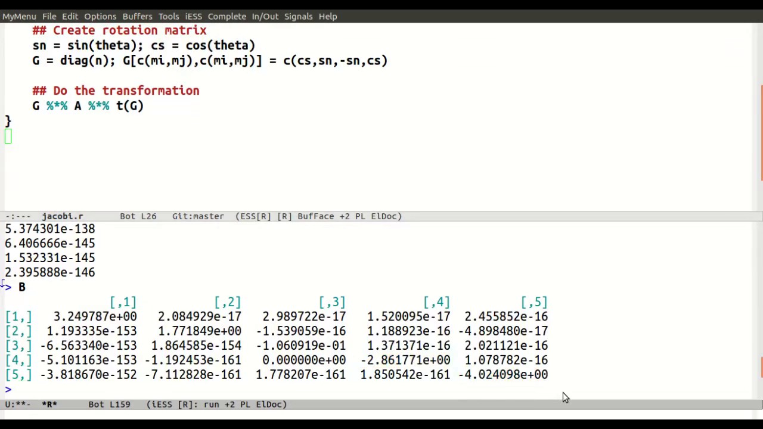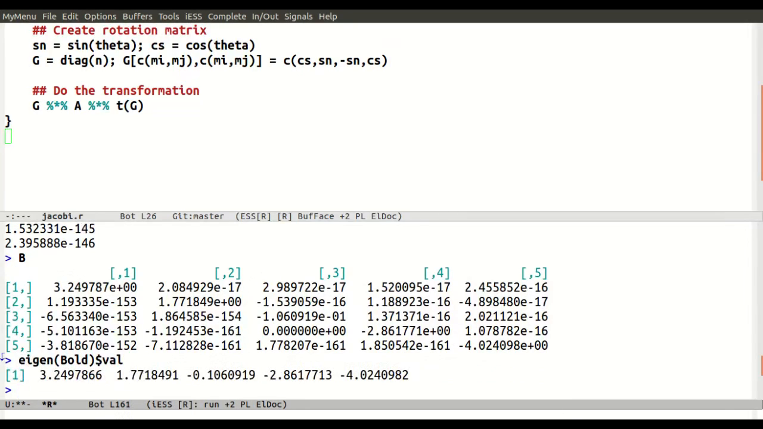Now, how do I know that this is correct? That's why I stored that old B. I will use directly the eigen function of R to check that what I got is correct. So these are the eigenvalues reported by R. 3.24, etc. Yes, pretty close. 1.77, yep. Minus 1.06, minus 0.106. Yes, we have a 10 to the power minus 1 here. Minus 2.8 and minus 4.8. So it is indeed pretty close to the eigenvalues as reported by R. Okay. So that's essentially what I wanted to discuss.